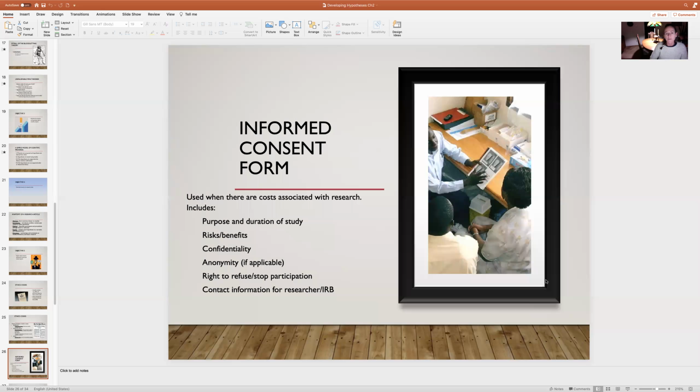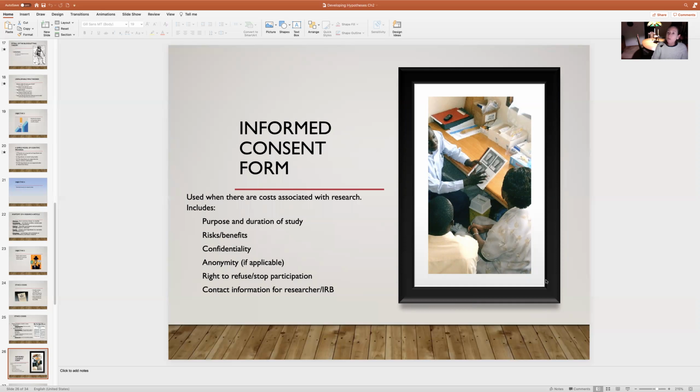So on the form, it will tell you the purpose and duration of the study, the risks and the benefits that you can incur by participating in the study. It will ensure your confidentiality, meaning that your data won't get out anywhere other than to be used as an aggregated data set in the study. A lot of studies are anonymous, so they don't even have your name involved.